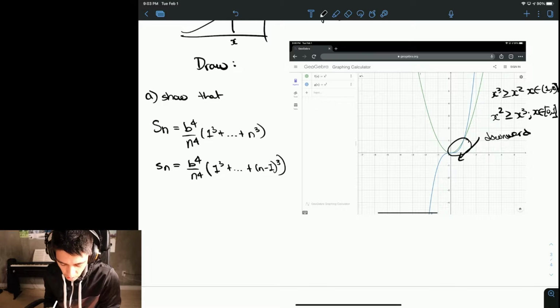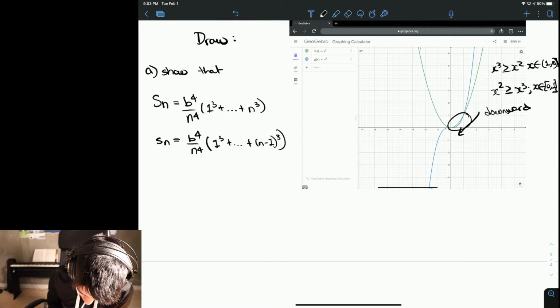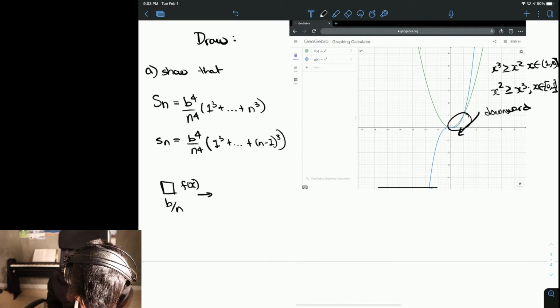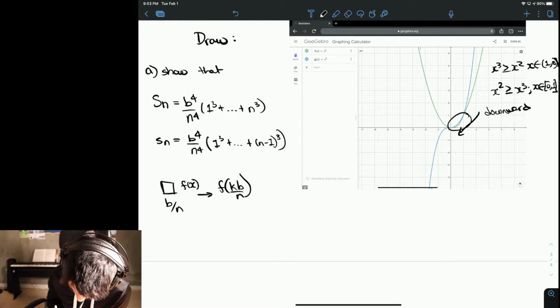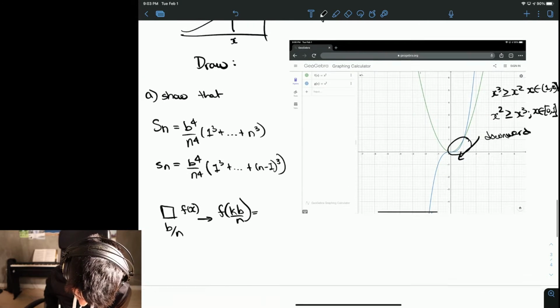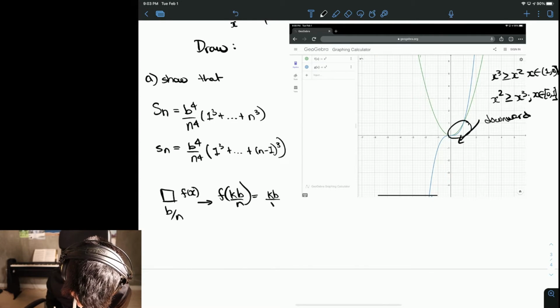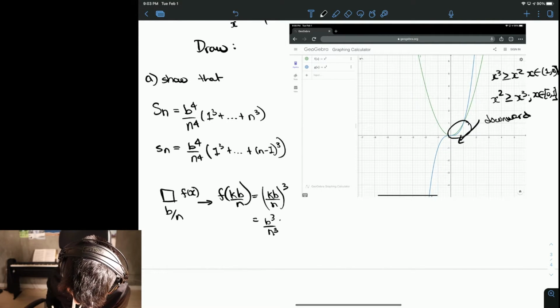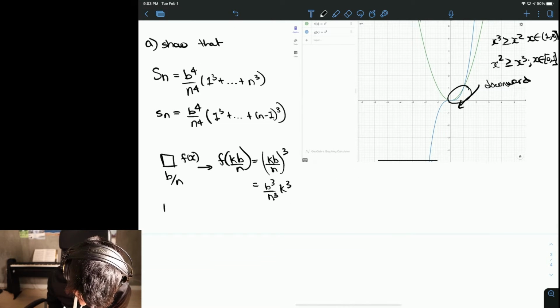I think this is really easy to prove, right? Since we know that a rectangle is b over n in width and the height is equal to f of x, and we know that f of x is f of kb over n when we let x equal kb over n, and we know that f of x is x cubed, then this turns into kb over n cubed, which equals b cubed over n cubed multiplied by k cubed, and therefore the area of a rectangle equals b over n by b cubed over n cubed by k cubed, which this just crosses out, and then this crosses out and becomes a 4. That crosses out and becomes a 4.